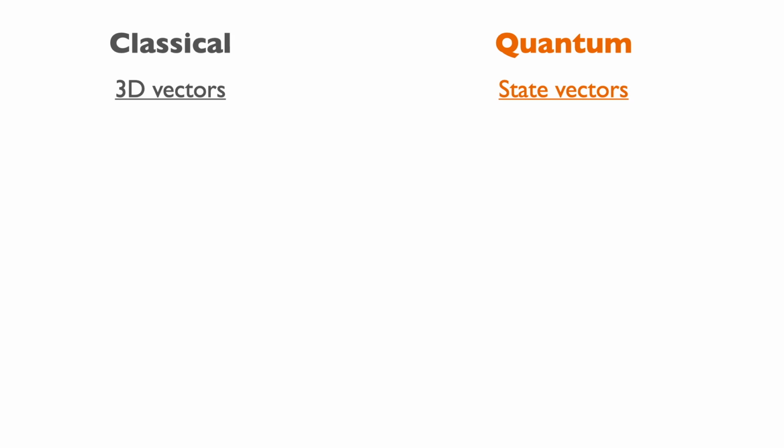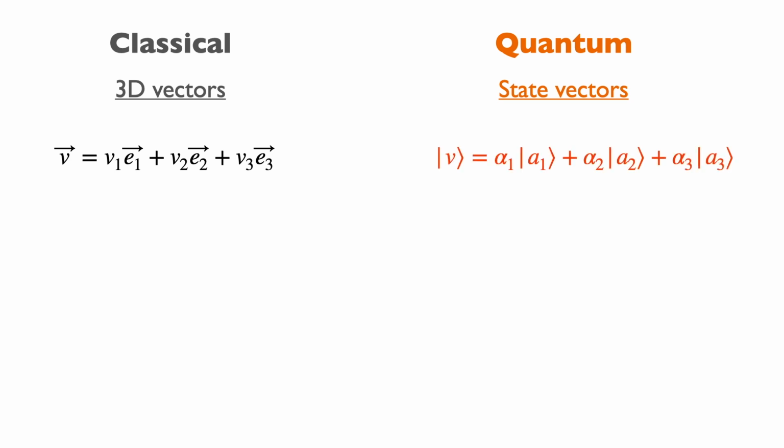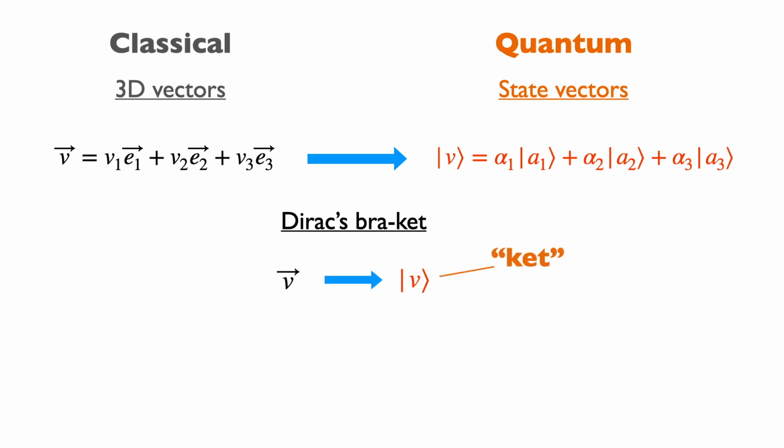Let's make a dictionary to relate what we know about 3D vectors to the new state vectors in quantum mechanics. On the left is the 3D vector familiar in classical mechanics. On the right, we have the state vector in quantum mechanics, where Dirac's bracket notation is introduced. Here, vectors are represented by right-pointing angle brackets, known as kets.